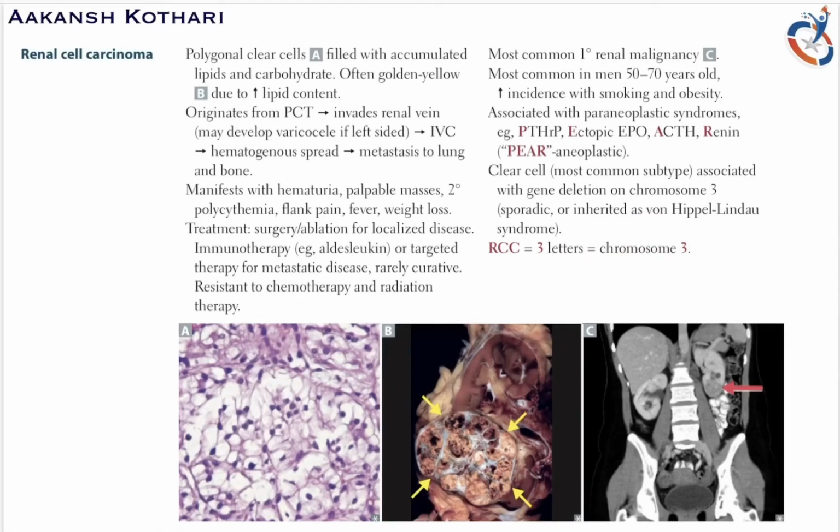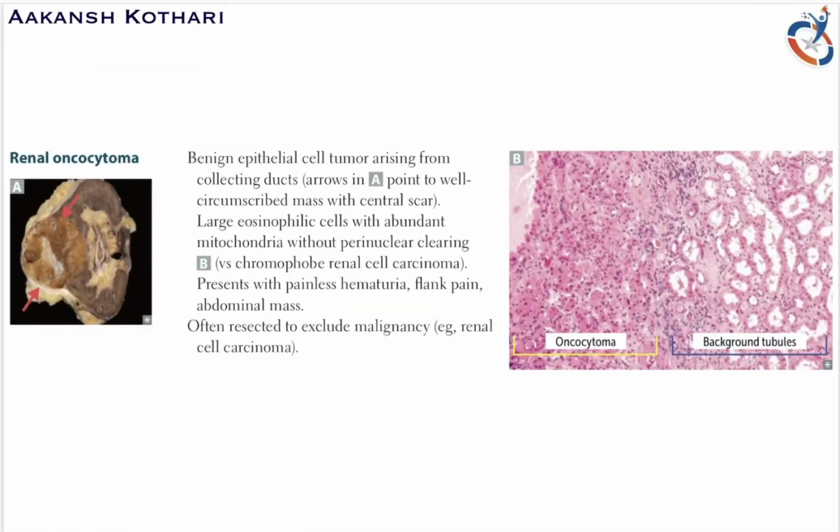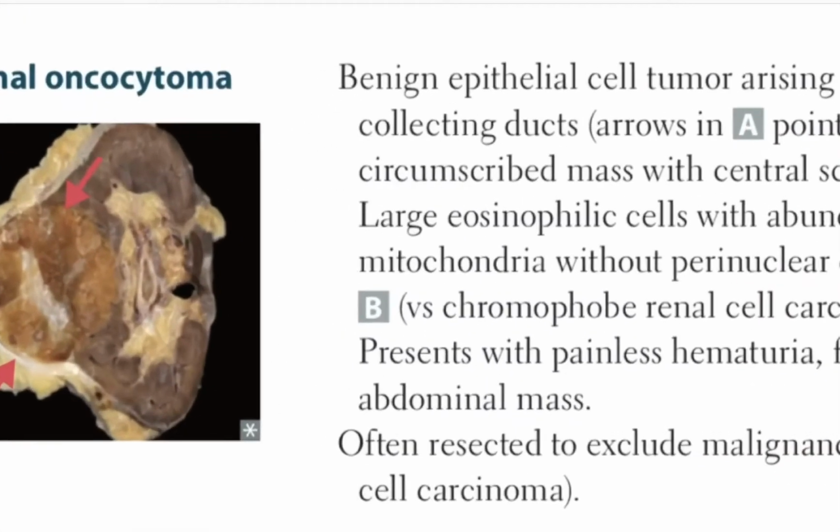Let us go to the next type of carcinoma, that is the renal oncocytoma. The previous one we discussed was a malignant cancer, whereas this one is a benign epithelial cell tumor which doesn't metastasize and arises from the collecting duct. So, if there is a clinical presentation in which a cancer has originated in the renal system from the collecting duct, it can be renal oncocytoma. Is it clear?